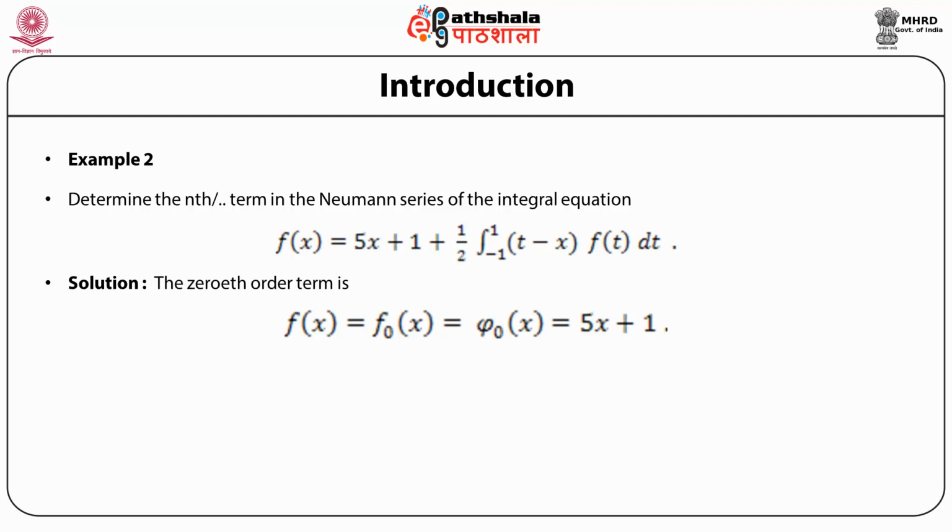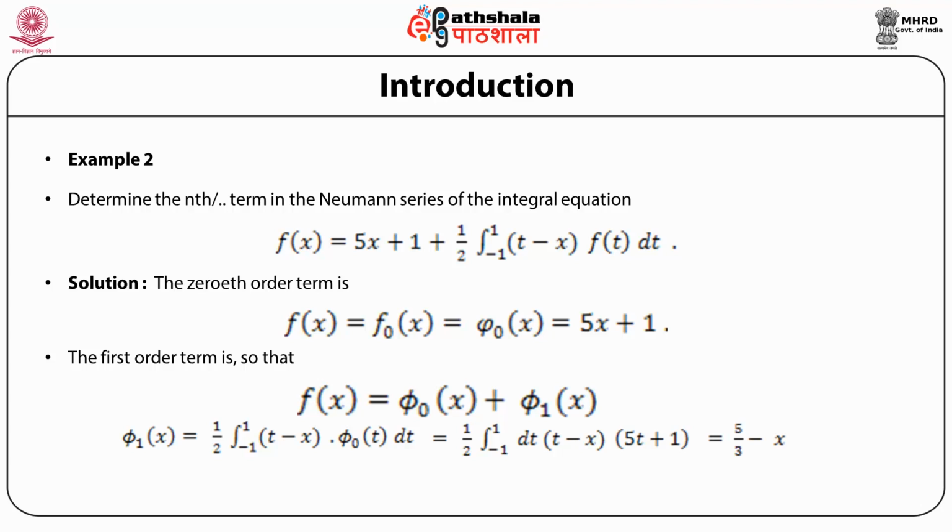The first order term is f of x is equal to phi 0 x plus phi 1 x, where phi 1 x is equal to half times the integral from minus 1 to 1 of t minus x, where f t is replaced by phi 0 t. So, phi 0 t dt, but phi 0 t is equal to 5t plus 1. So, this phi 1 x is equal to 1 half integral from minus 1 to 1 over dt of t minus x times 5t plus 1. This integral can be done easily. We get 5 by 3 minus x.